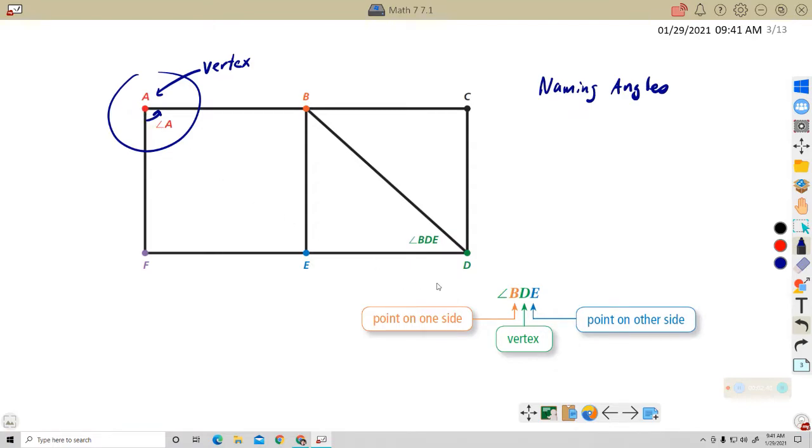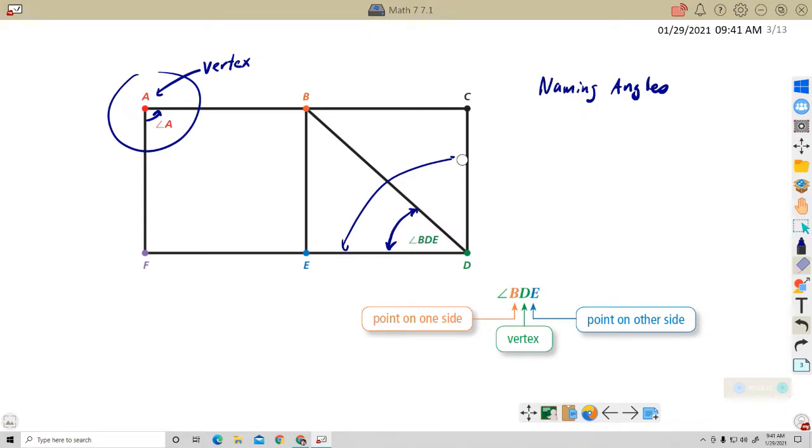Now down here, this angle is angle BDE. Now we can't call it angle D. This is the vertex, because maybe this could be confused with the angle BDE, right? If you call it angle D, maybe we're talking about this one. Maybe you're talking about the whole thing. Maybe you're talking about this thing, or you're talking about this thing. They all share this common vertex.